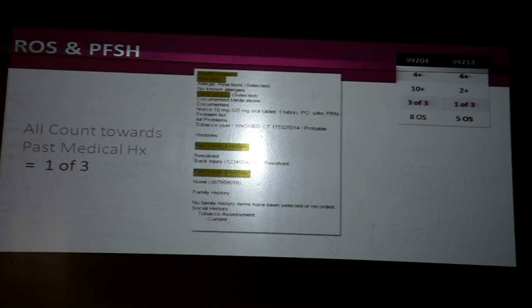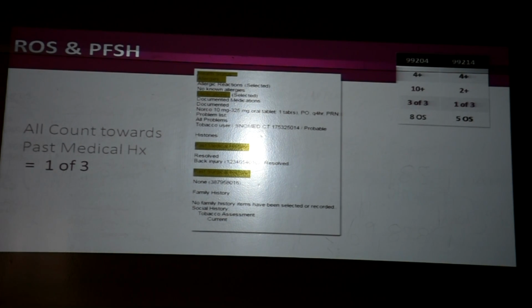Excuse me. Mm-hmm. I think it's very helpful to know which part can be done by the MA or the nurse, and which one has to be done by the provider.